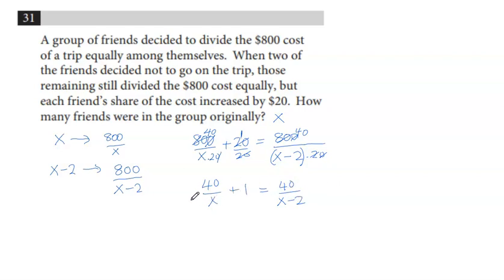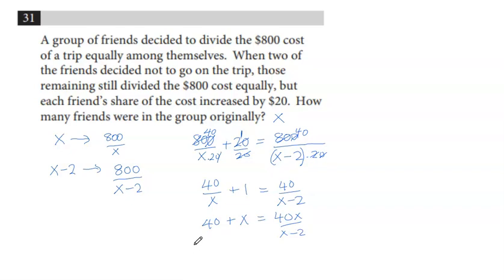So first step is to multiply through by x. So it becomes 40 plus x. Remember, we're multiplying the whole equation by x. So this x cancels itself out. And then on the right hand side, we're going to have 40x over x minus 2, right? Now we can continue by multiplying the equation by this denominator here. So each term will have to be multiplied by this.